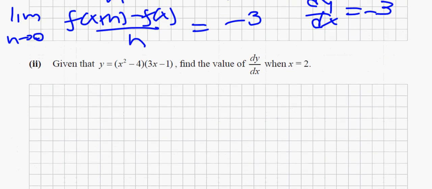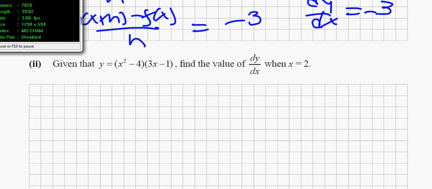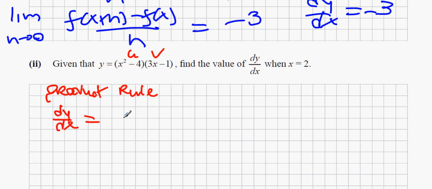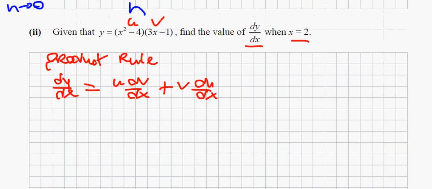Next part. Given that, okay, so this question here is a product rule question. The reason for identifying that is they're being multiplied by each other. So the product rule is basically dy/dx equals u times dv/dx plus v times du/dx. So we have to differentiate and then put x equals 2 into our answer. So it should be reasonably easy. So u equals x squared minus 4. Differentiate.